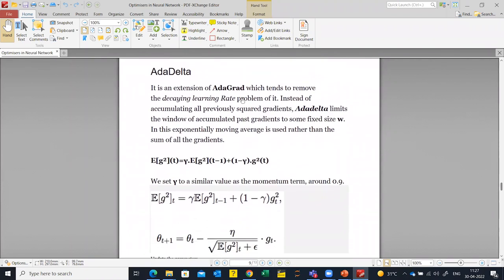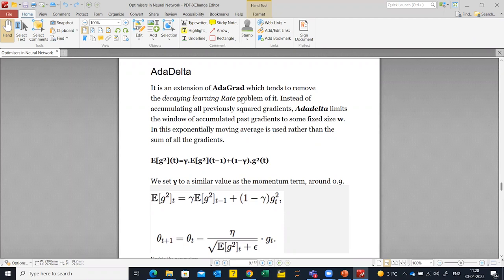Right. Next, we'll move away from Adagrad and move to Adadelta. Adadelta is an extension of Adagrad, which tends to remove its decaying learning rate problem. Instead of accumulating all previous squared gradients, Adadelta limits the window of accumulated past gradients to some fixed window size W. The problem with Adagrad was that it had a decaying learning rate problem. So the learning rate eventually decreases with time, just like we have the vanishing gradient, right? So instead of accumulating all the previous squared gradients, Adadelta limits the window of accumulated past gradients to some fixed size W.